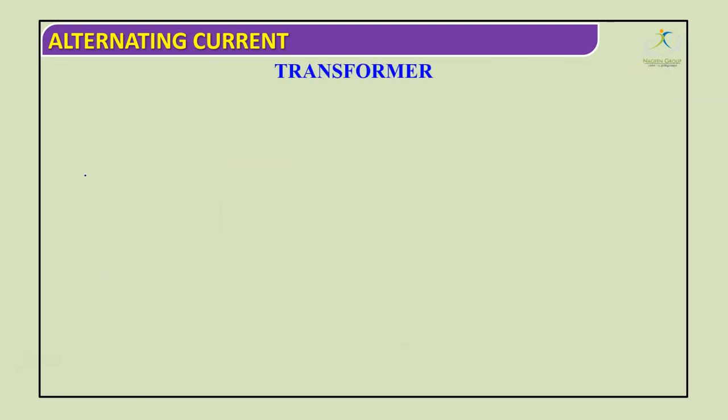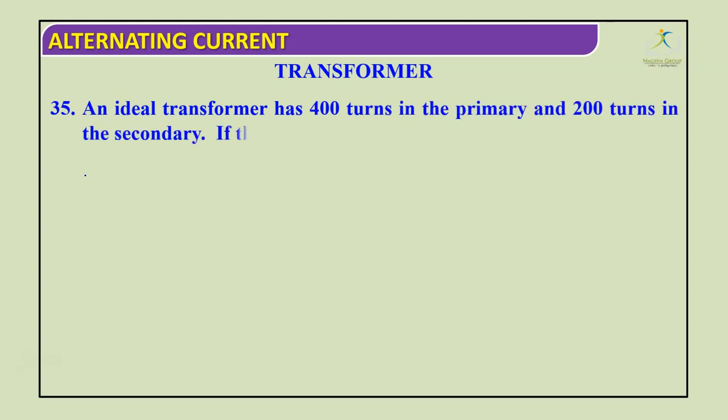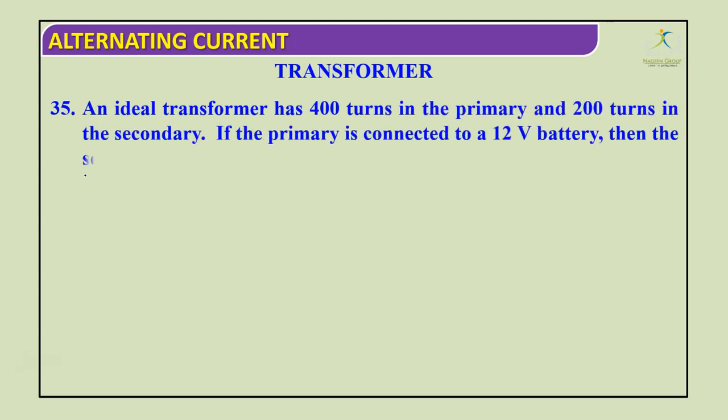Next question is based on the transformer topic. An ideal transformer has 400 turns in the primary coil and 200 turns in the secondary coil. If the primary coil is connected to a 12 volt battery, then the secondary voltage is 6 volt, 24 volt, 3 volt, or 0 volt.